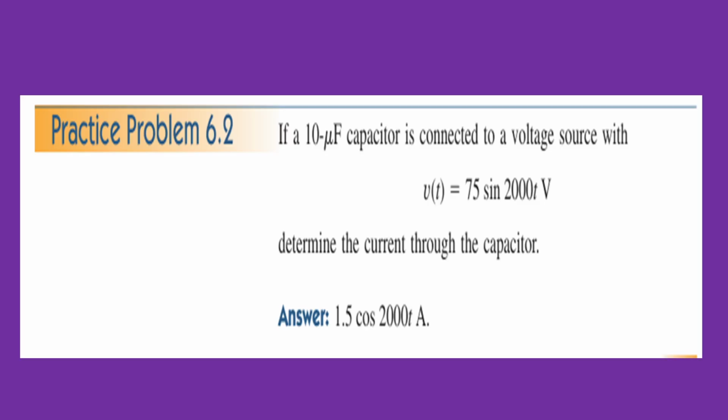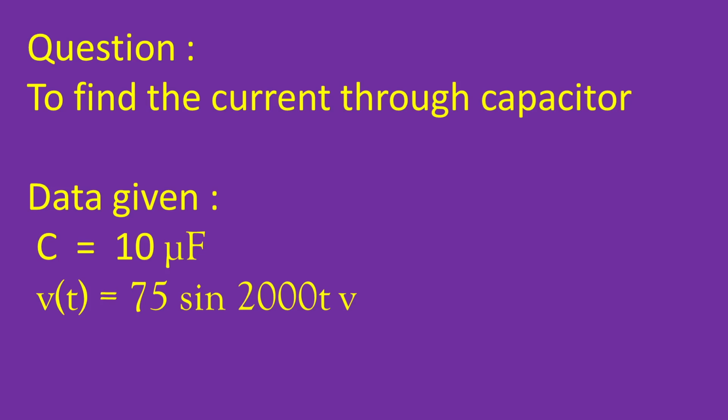If a 10 microfarad capacitor is connected to a voltage source with v(t) equal to 75 sine of 2000t volts, determine the current through the capacitor. So the answer is given since it's a practice problem. Okay, let's try to solve the problem.